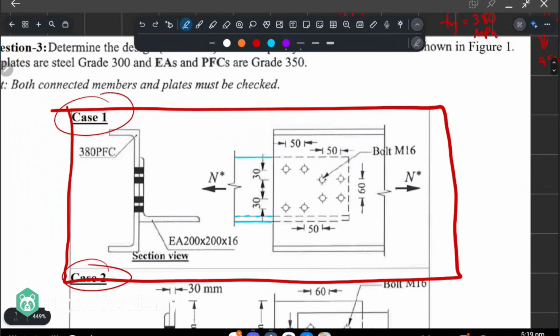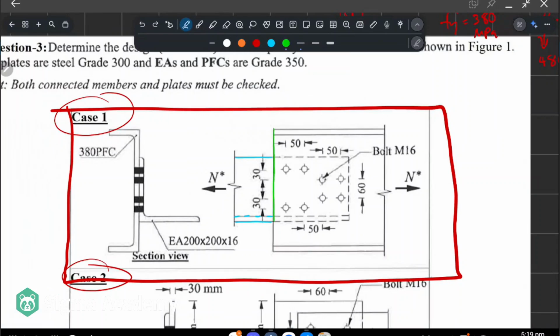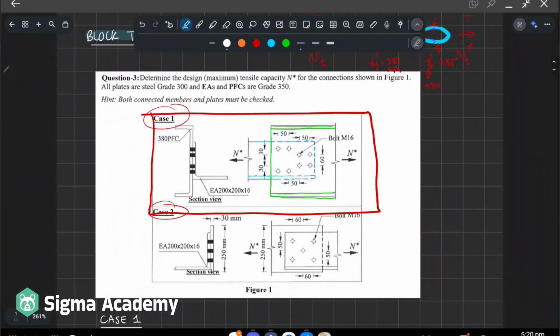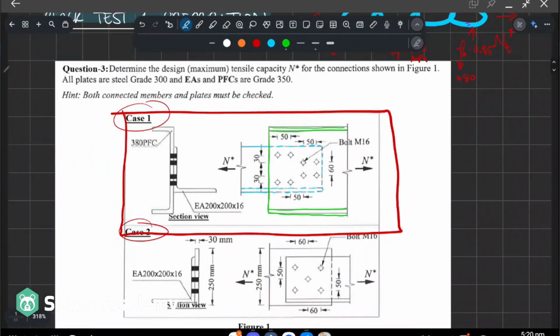Let's do it in green, I think I did it in green before. So that's in front of us, that's the top and the bottom flange of the PFC. And behind we have the dashed lines for our equal angle. We have this series of bolts, and they can fail. The bolts will affect the fast fracture failure mode. But let's check the yielding first. So that's the setup.